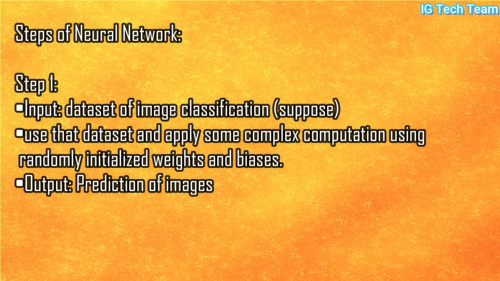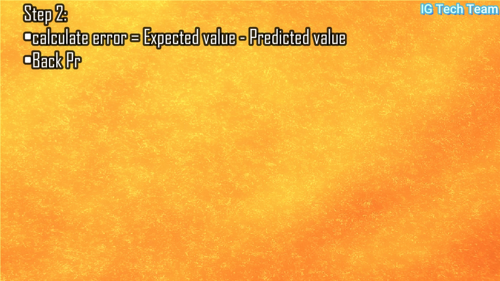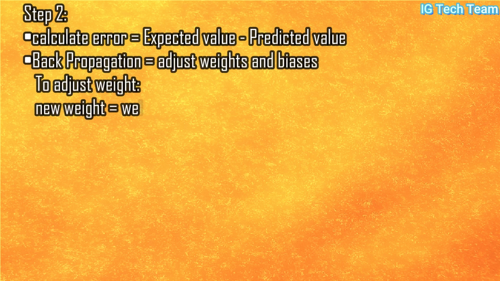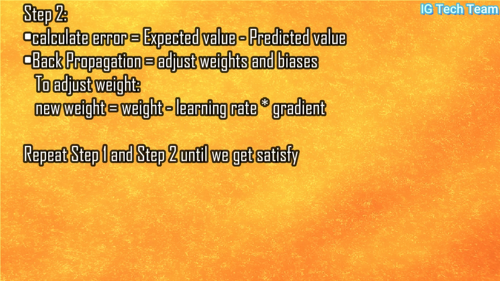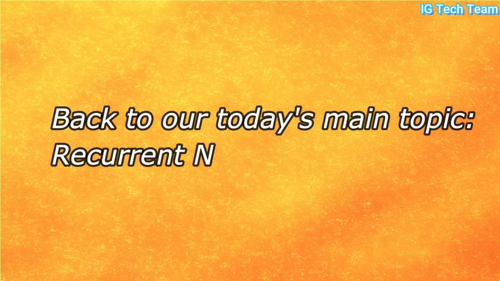So in step 2, we calculate an error, which is equal to the difference of expected value and predicted value. Then we apply backpropagation, where we adjust weights and biases. Then repeat step 1 and step 2 again and again until we are satisfied with our final result. We then predict output with new unseen input. That's how a neural network works, right? We have to keep this principle in our mind because this is the general working way of any neural network.